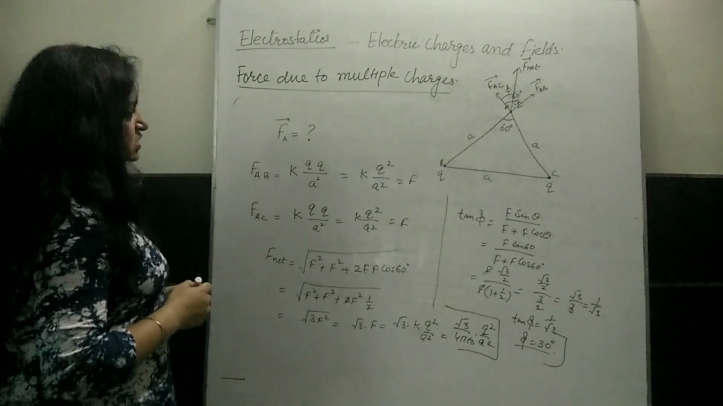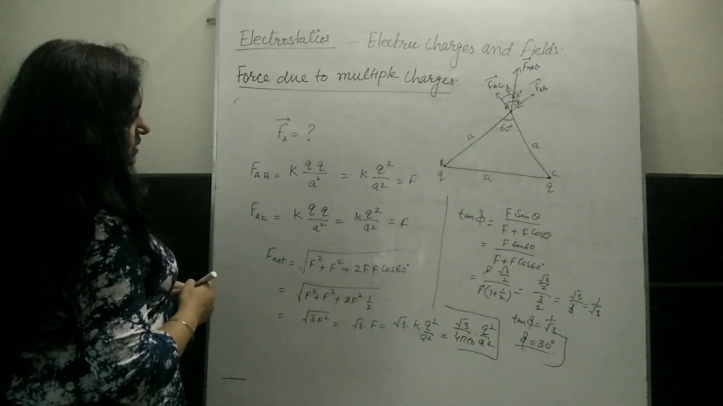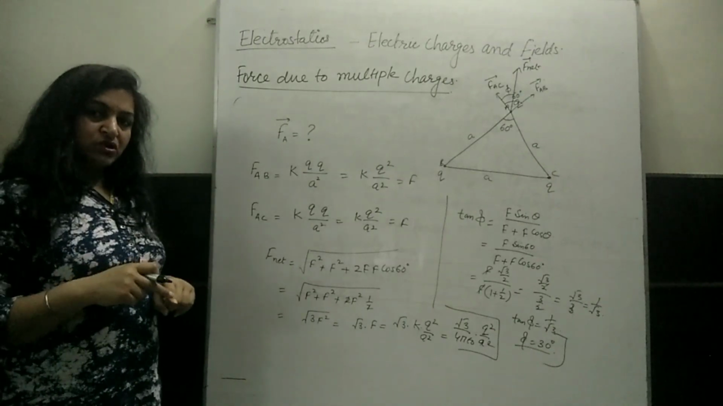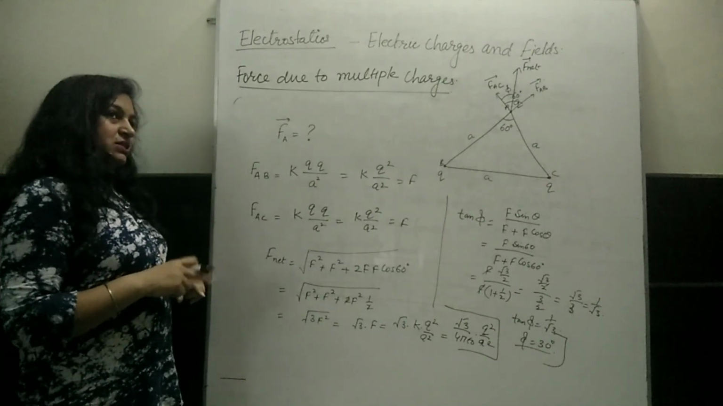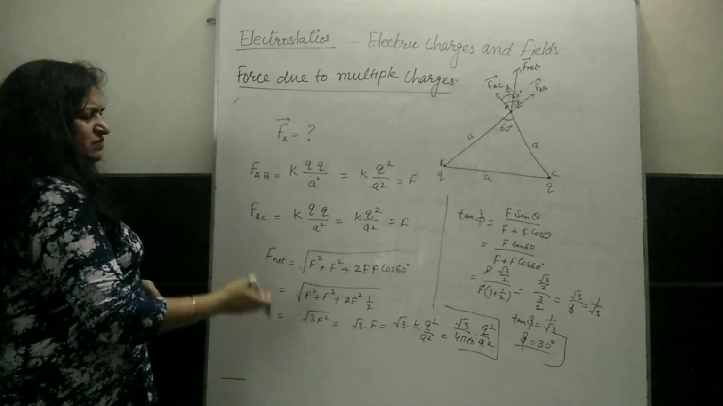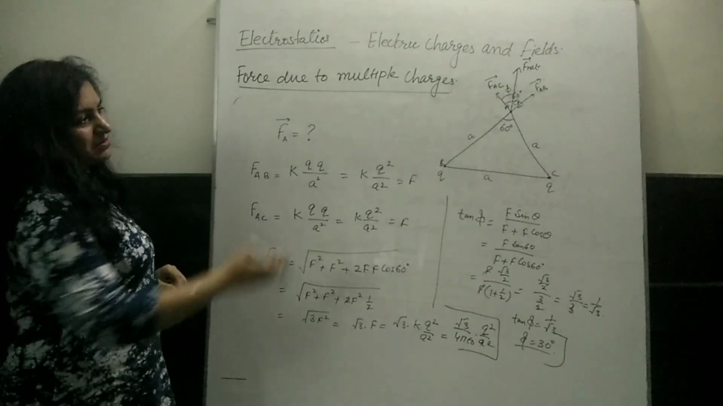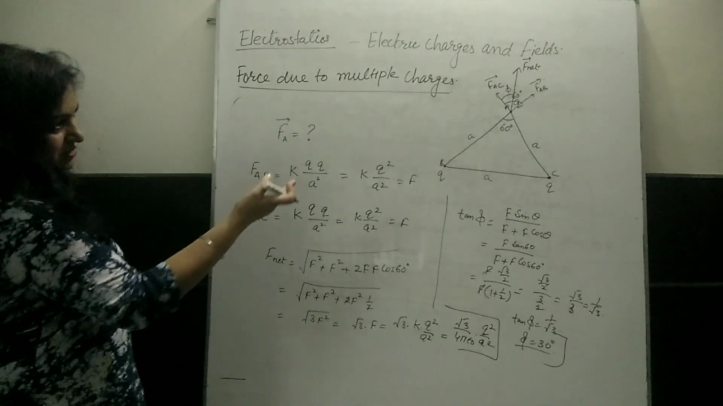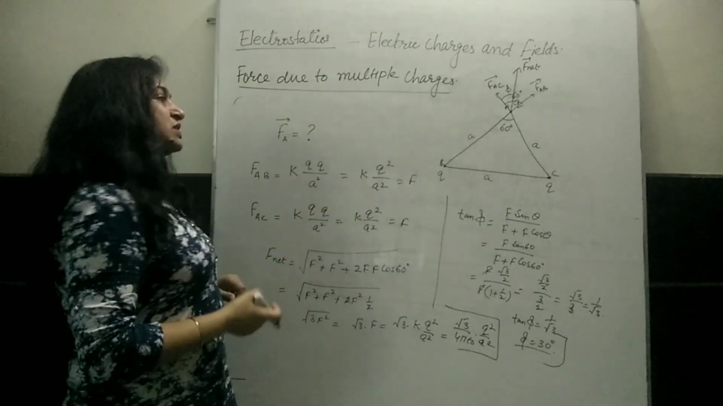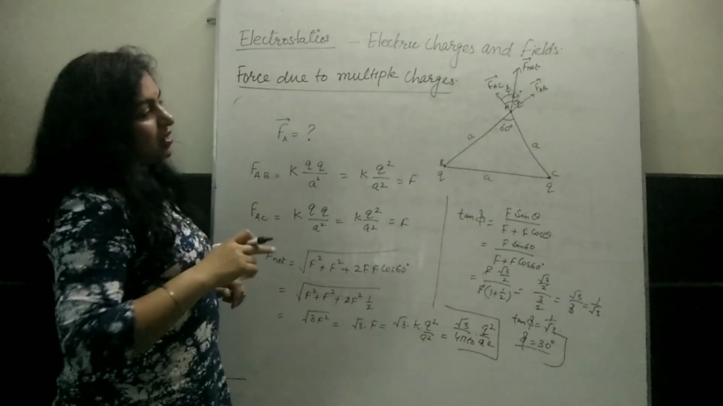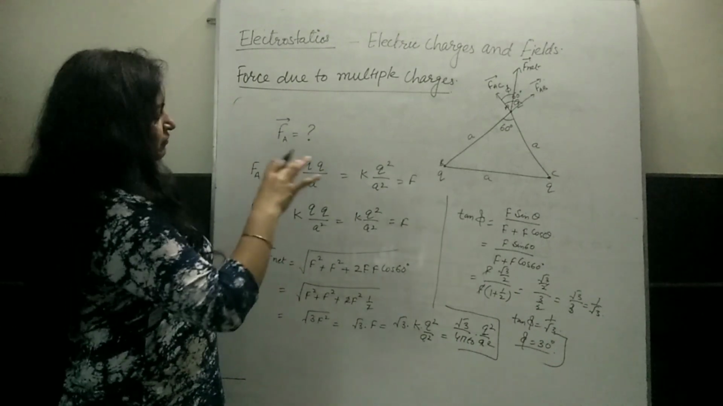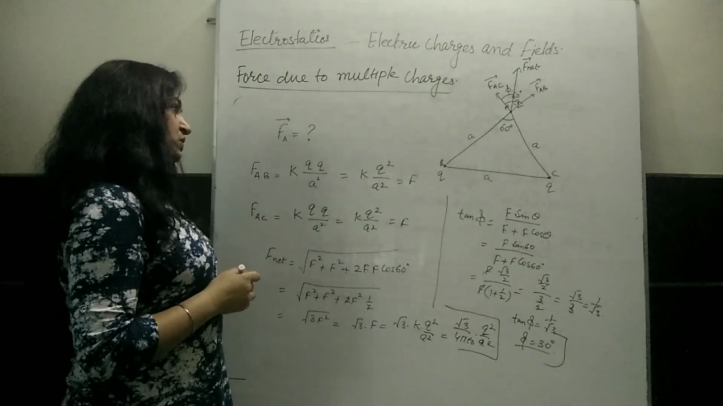So I am giving you one assignment here. The same thing you can calculate with 4 charges when they are placed at the 4 vertices of a square of side A, and at the 4 vertices of a rectangle of sides A and B. Similarly, you have to apply the same method, and you can practice with different amounts of charges. You may take one Q, or you may take Q, minus Q, Q and Q. Any combination of charges you can take, and you can practice finding the resultant force on a particular charge.